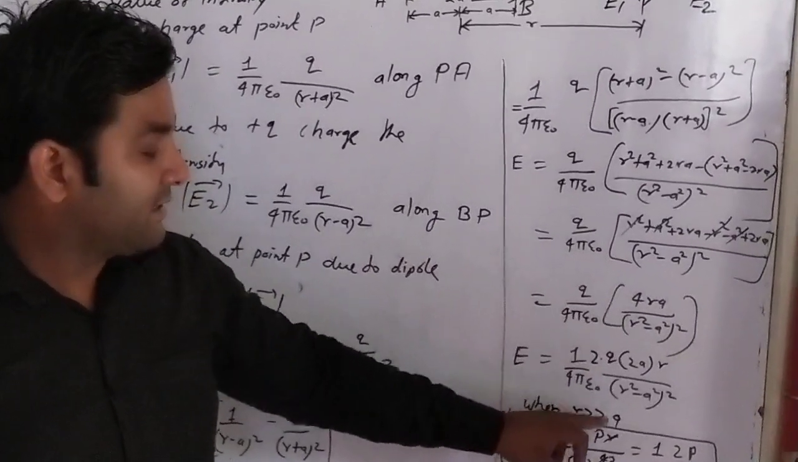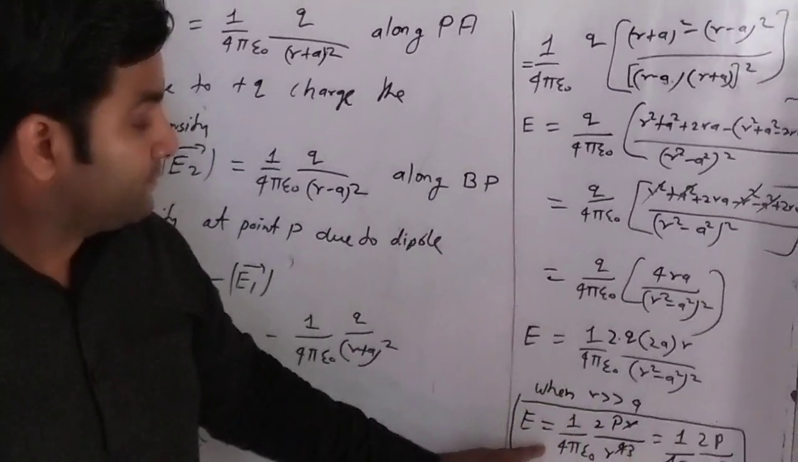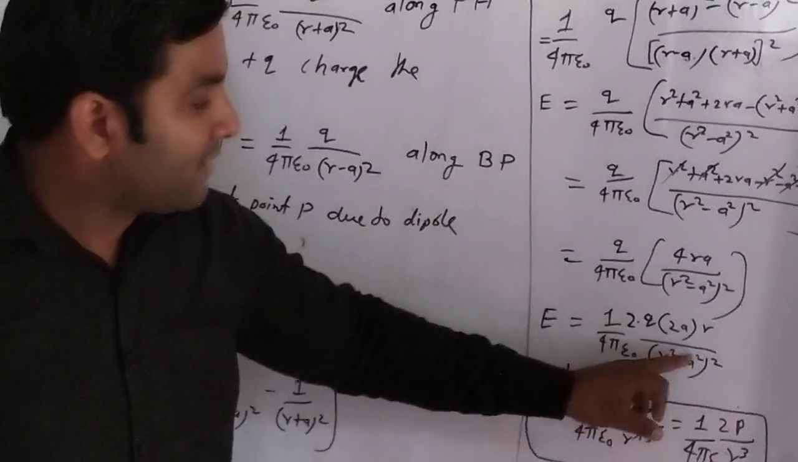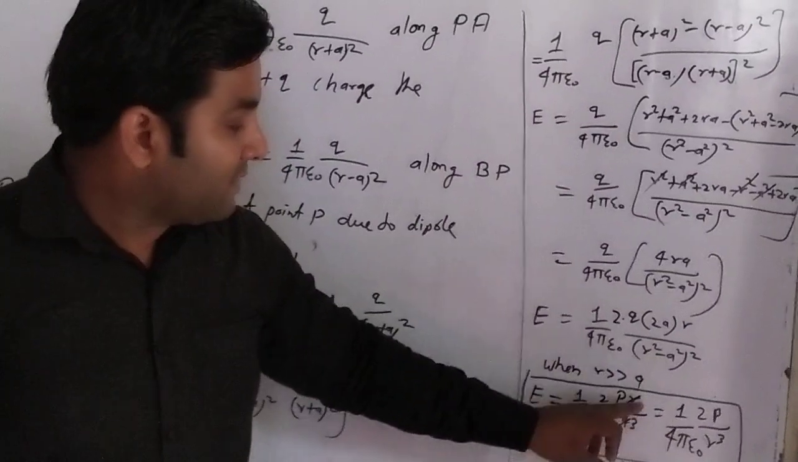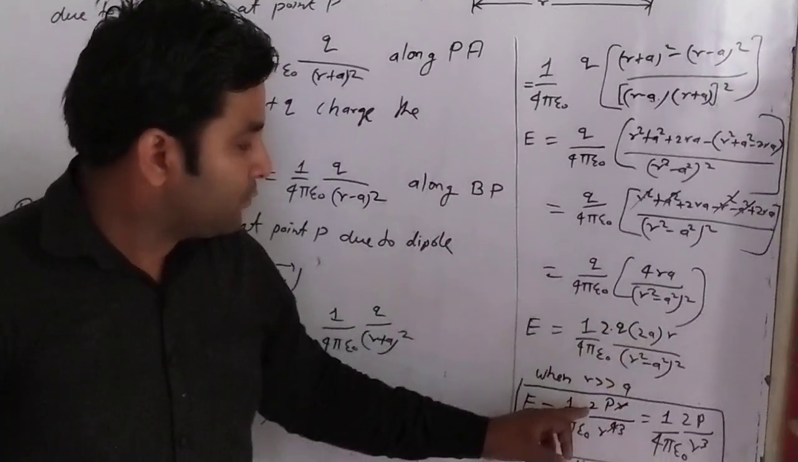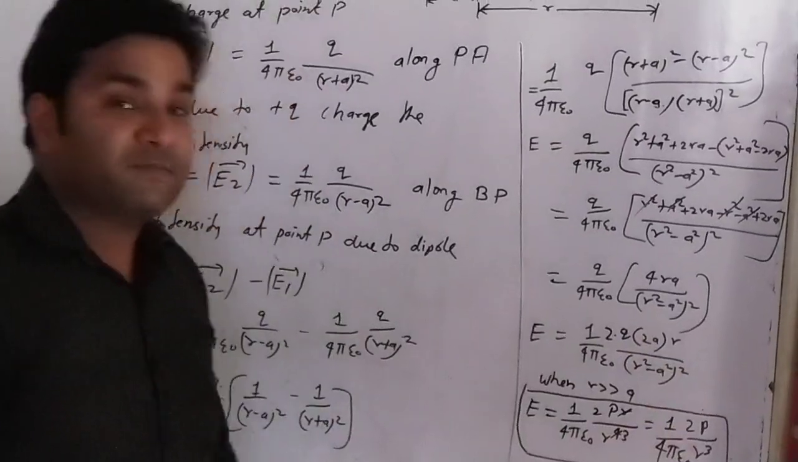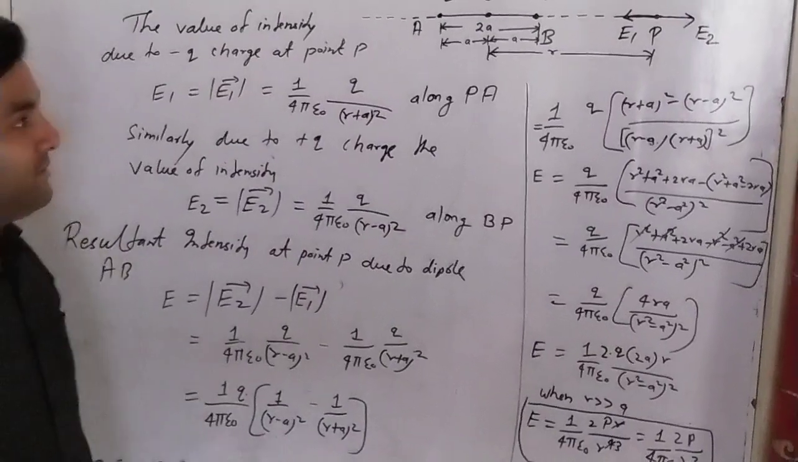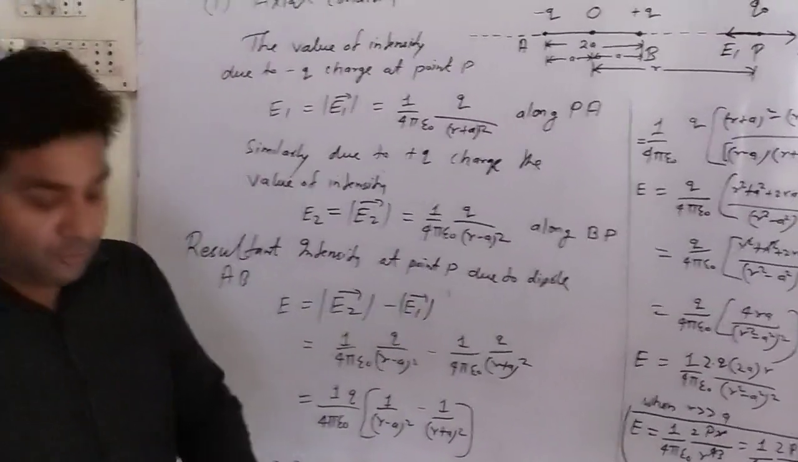When r is greater than a, then E is equal to 1 upon 4 pi epsilon naught, with a square neglected, meaning 0. So r square whole square means r power 4, so the power is reduced by r, giving 2p, where p is q into 2a, so 2p upon r cube, times 1 upon 4 pi epsilon naught. The direction will be along AP. This is the axial concept, and just after this the equatorial concept.